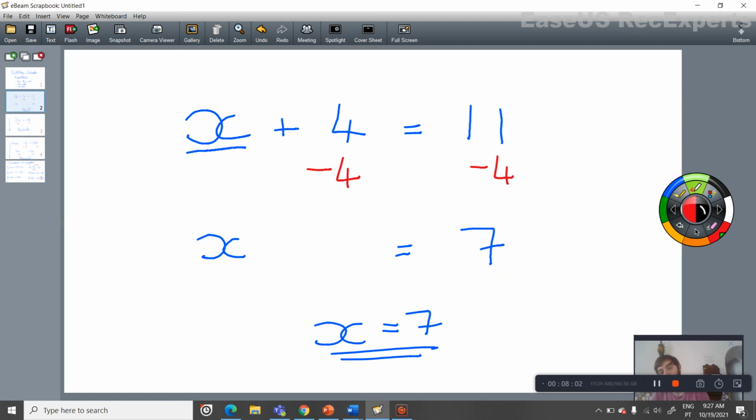I have remembered it just now. So the other thing was, if you want to check your answer, you can always take your answer at the end and put it in the start just to check that it's correct. So 7 add 4 does give us 11. So we know that our answer here at the end is correct.